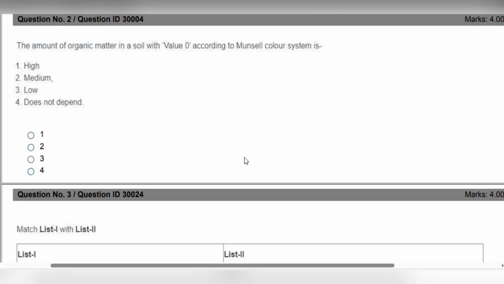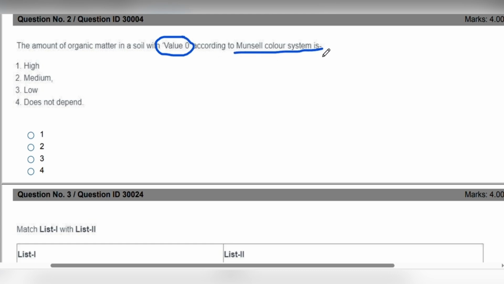So let's just jump into the question. The first question you can see is an easy one. It says: the amount of organic matter in a soil with value 0 according to the Munsell color system is.